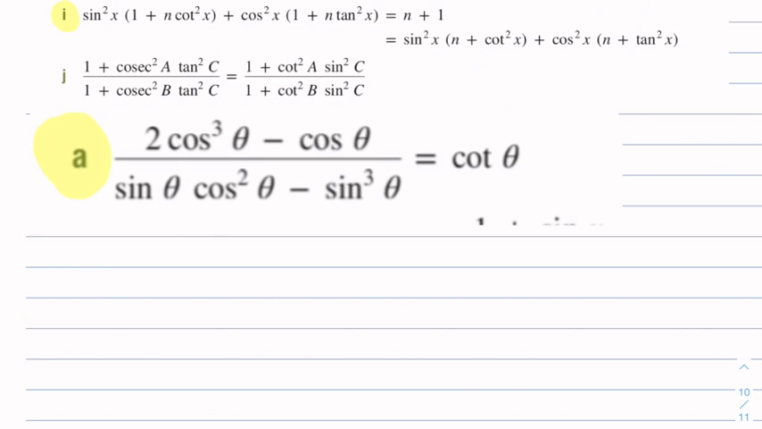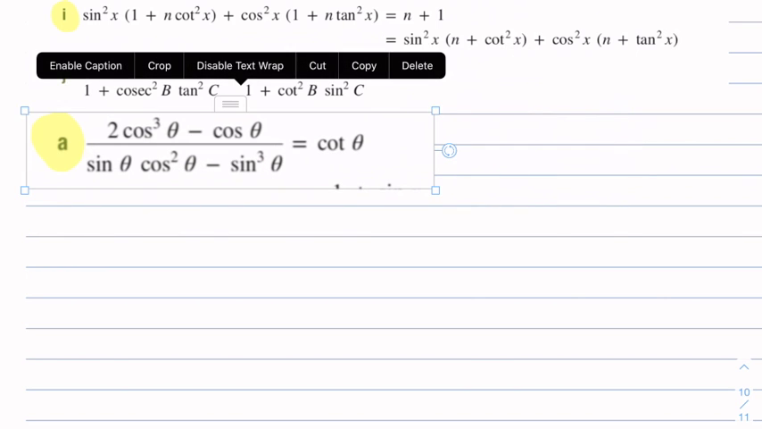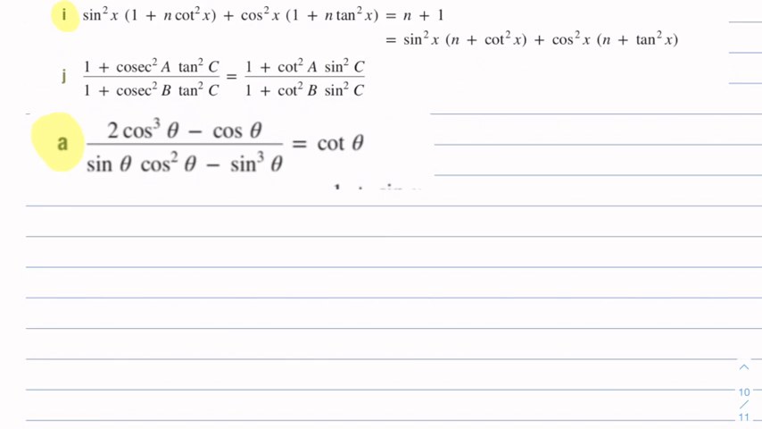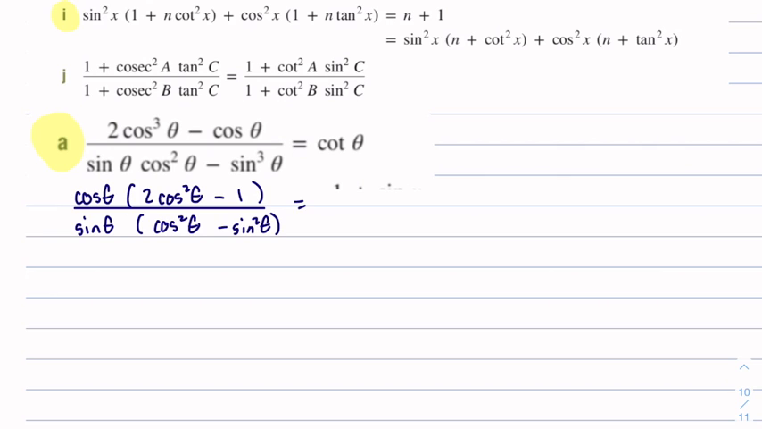We've got a whole lot going on with this first one. Top line, I'm going to factor out the cos theta. It's appearing everywhere. It's obvious to me that I need to factor out cos theta. So I've got 2 cos squared theta take 1 left. On the bottom line, I'm going to factor out sine theta, which gives me cos squared theta take 1. No, not take 1, take sine squared theta. Equals, and cot, that's 1 on tan theta.